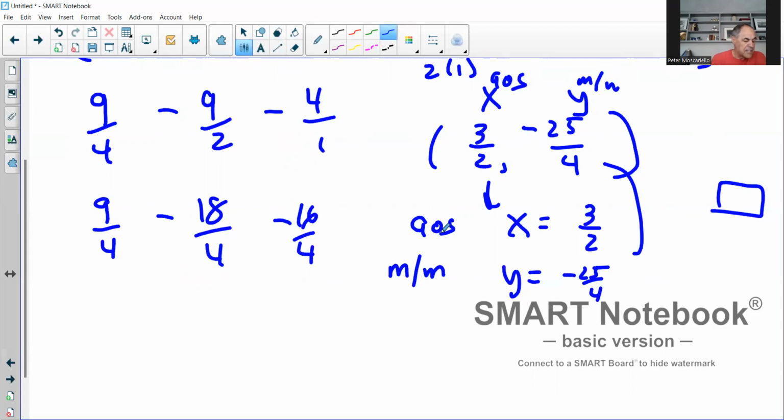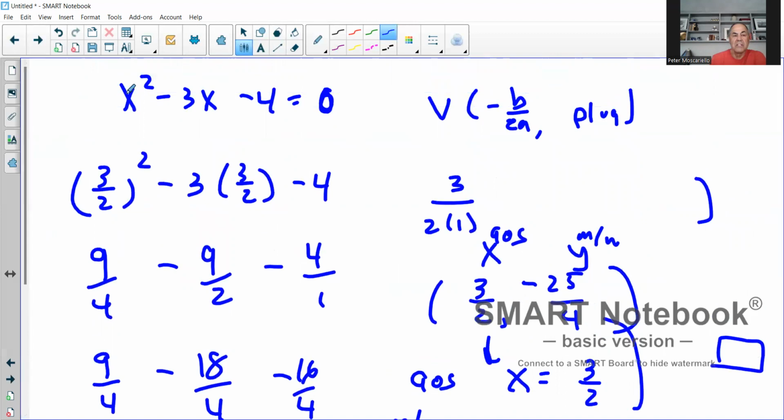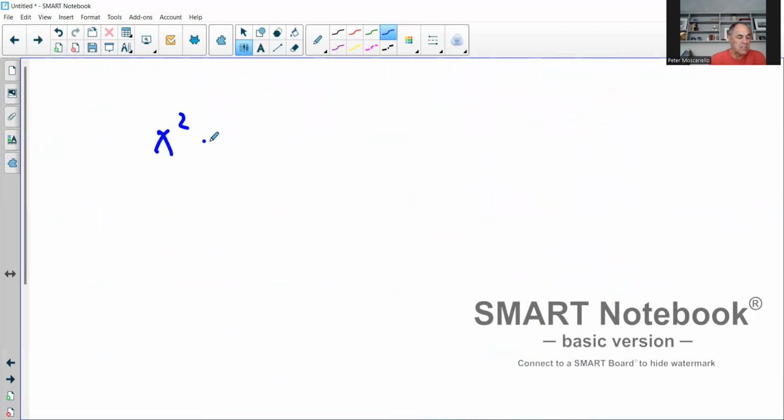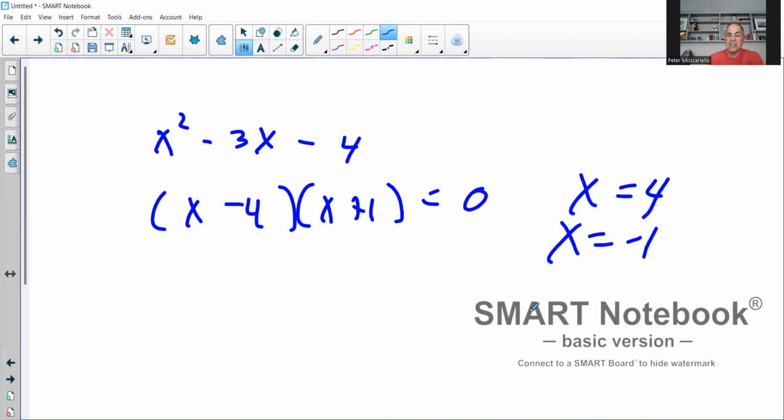All right, what else? We're going to find the zeros. Finding the zeros is just solving this equation. You can use the quadratic formula, or if you're lucky, it factors, and this one does. Will the one in the test factor? Yes, it will. This is x minus 4, x plus 1 equals 0. So you get 4 and negative 1 as your zeros. Will it really factor on the test? I'm telling you, it will.